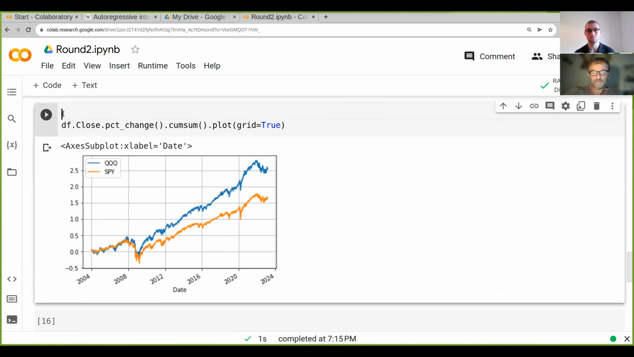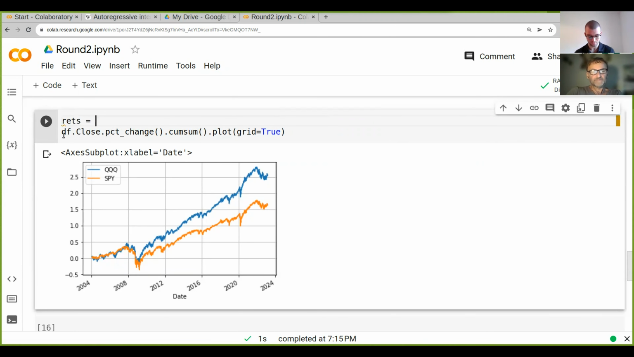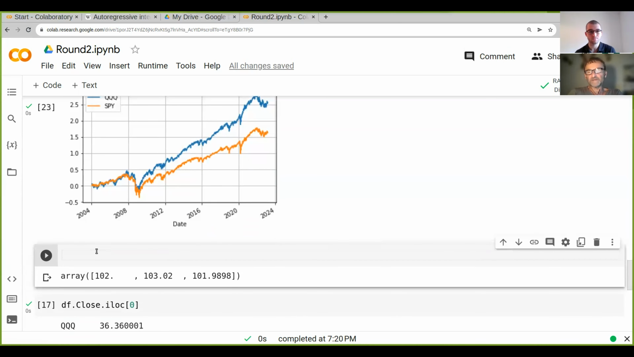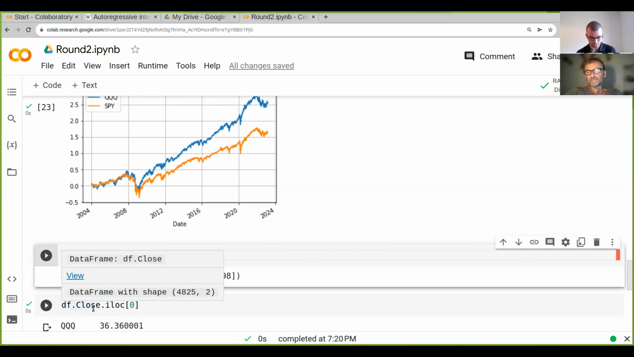So what I'll do here is simplify my stuff even more. I call this pct_change of the close prices, rets, for returns. And then I go rets.cumsum, and so I get the same thing. But what I can do now is calculate the Sharpe ratio for both of these strategies. I can go rets dot, do you remember the Sharpe ratio? It was r.mean divided by std, and then multiplied by 16.